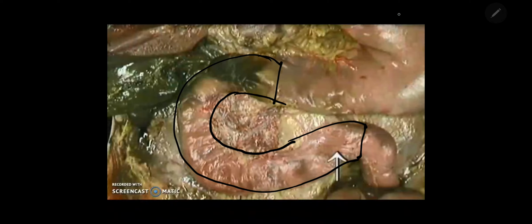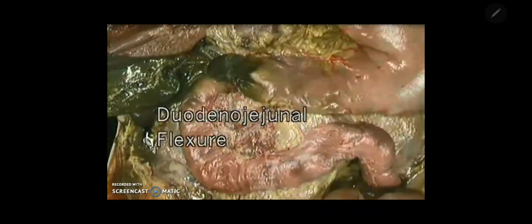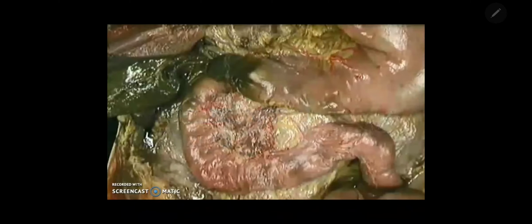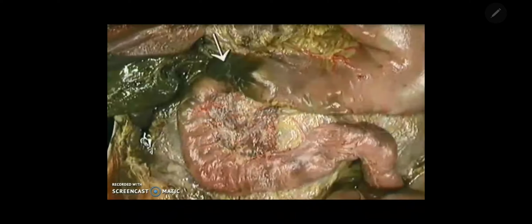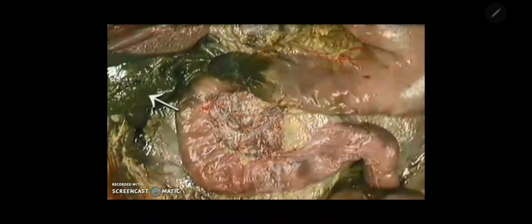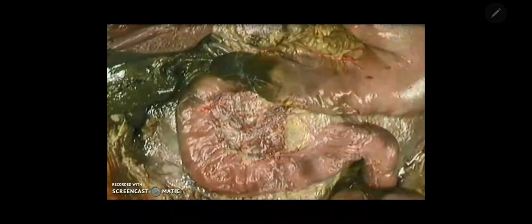This is the duodenum located in the umbilical region and partly in the epigastric region, that is DJ flexure, where duodenum continues as the jejunum. And I already told you it is the widest fixed part of the small intestine. Only first half of first part of duodenum is mobile, and you can see the bile staining there. There is a postmortem bile staining coming from the gallbladder underneath the liver.